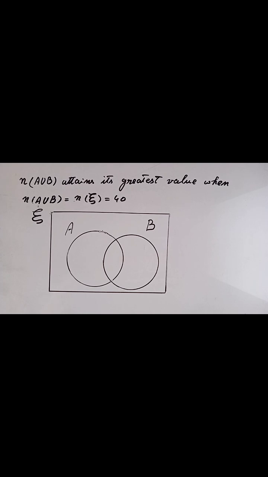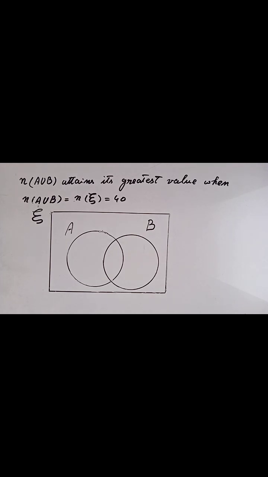तो इट अटेन्स इट्स ग्रेटेस्ट वैल्यू व्हेन नंबर ऑफ मेंबर्स इन A यूनियन B इज इक्वल टू नंबर ऑफ मेंबर्स इन द यूनिवर्सल सेट. क्या मुराद है इससे? यानी अगर कोई भी एक मेंबर ऐसा है जो कि ना तो A का मेंबर हो ना B का मेंबर हो, तो उस वक्त क्या कैफियत होगी? उस वक्त फिर A यूनियन B की ग्रेटेस्ट वैल्यू नहीं होगी. फर्ज कर लें कोई एक मेंबर भी ऐसा आ गया जो कि ना तो A का मेंबर है ना B का मेंबर है, तो उस वक्त A यूनियन B की ग्रेटेस्ट वैल्यू नहीं होगी.